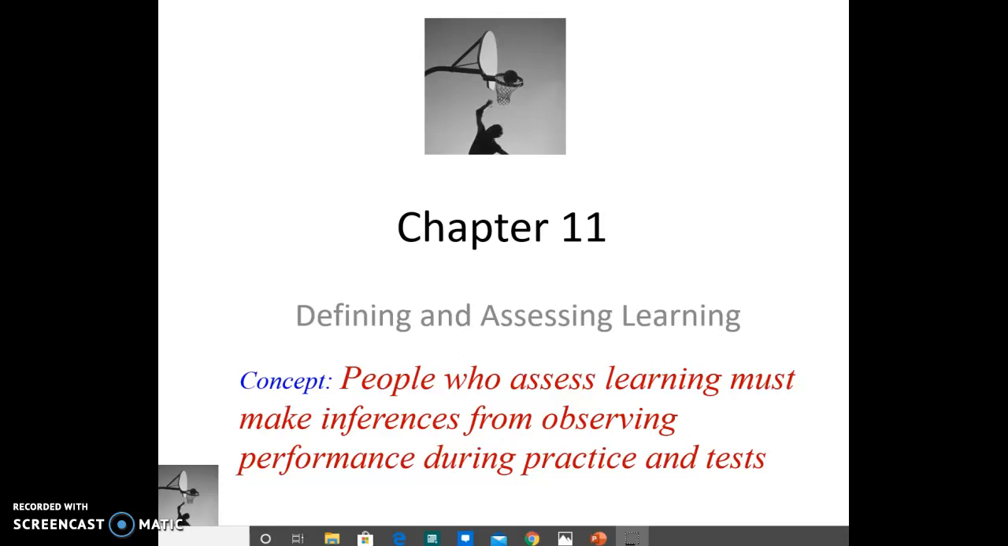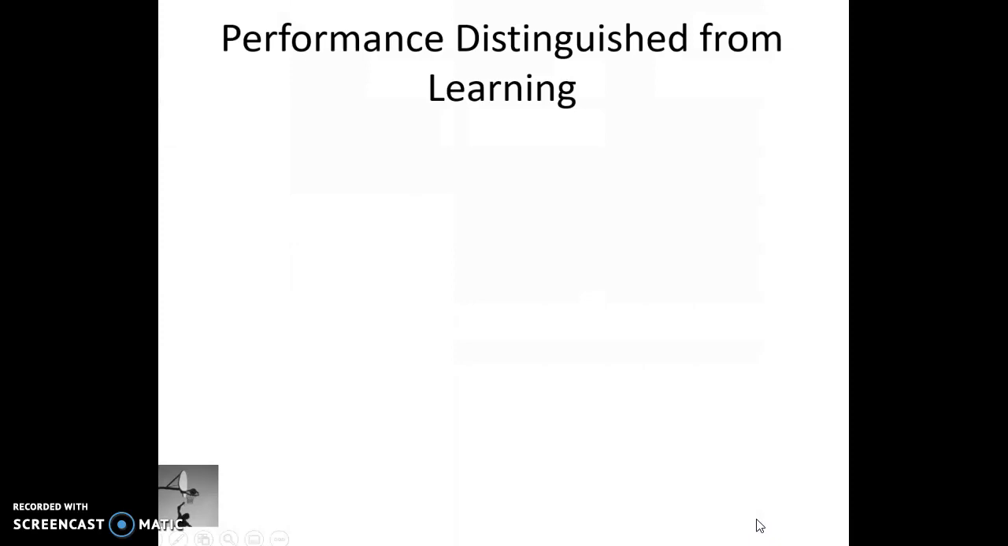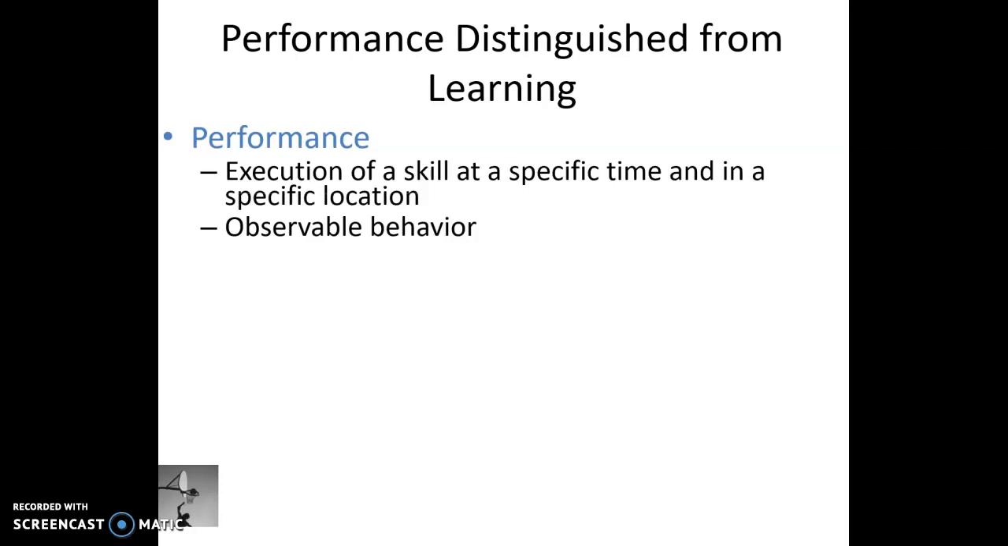And the very first concept to grasp is that we really can't measure learning. We can only see performance and make inferences by what we see during practices and tests. So let's make that distinction between performance and learning. When we talk about performance, we're talking about executing a skill at a specific time, at a specific place. It's behavior that's observable. That's the performance.